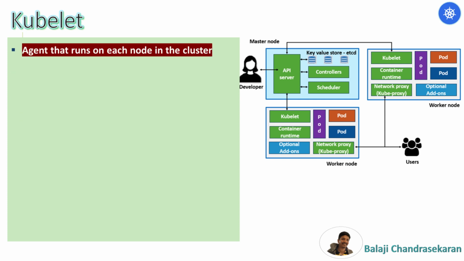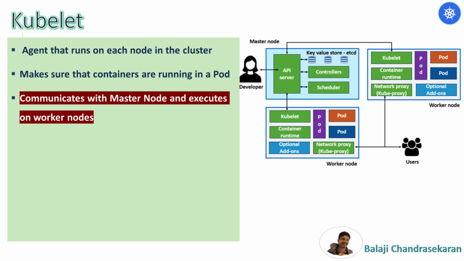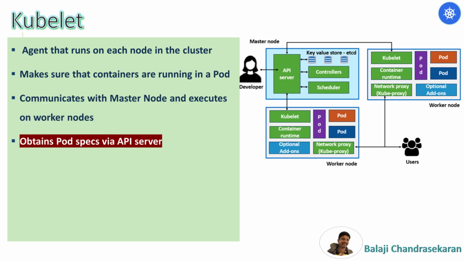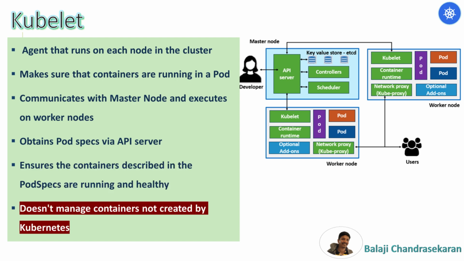Kubelet is an agent that runs on each node in the cluster. It makes sure that containers are running in a pod. Kubelet communicates with master node and executes on worker nodes. It obtains pod specs via API server. The kubelet takes a set of pod specs that are provided through various mechanisms and ensures that the containers described in those pod specs are running and healthy. The kubelet doesn't manage containers which were not created by Kubernetes.